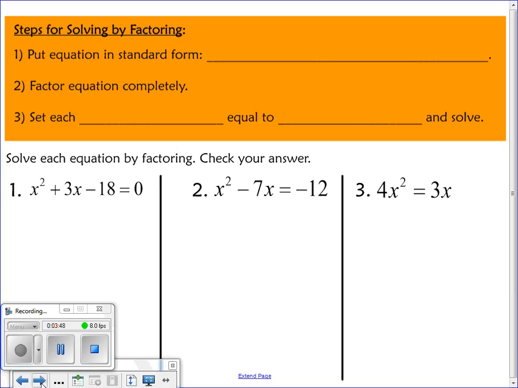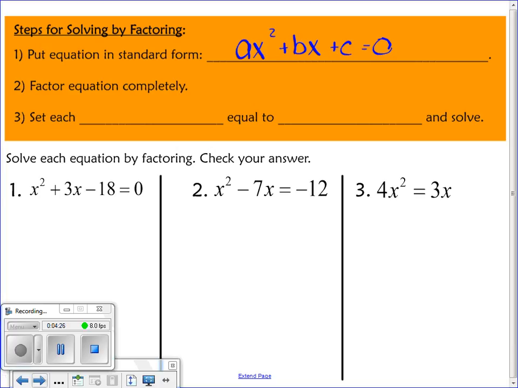All right, steps for solving by factoring for you step-by-step people out there. Step 1, put the equation in standard form. Do you know what standard form is? You've probably seen it before. Ax squared plus bx plus c equals 0. That's called standard form. In other words, they're in order, right? The x squared, then the x, then the number, and it's set equal to 0. So if you ever hear that, that's what it's referring to.